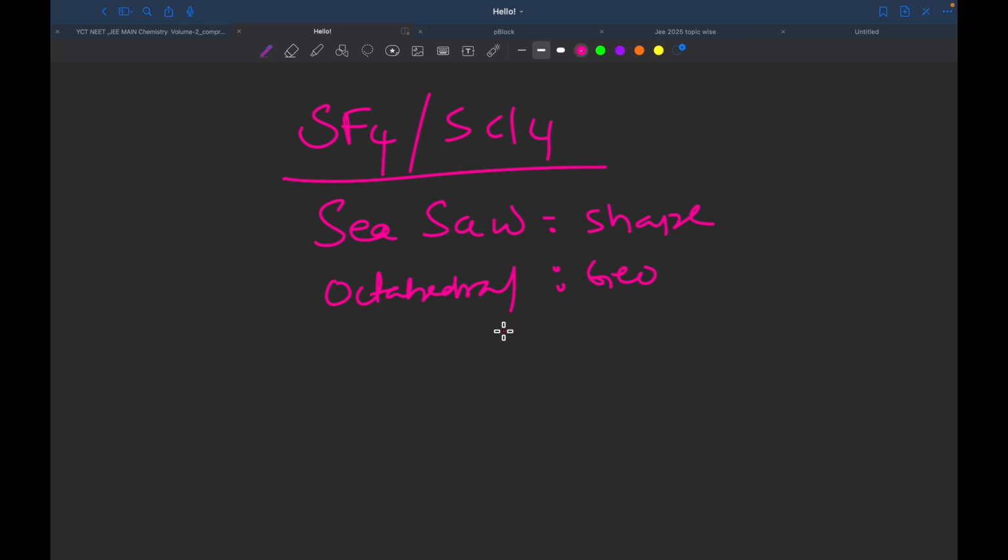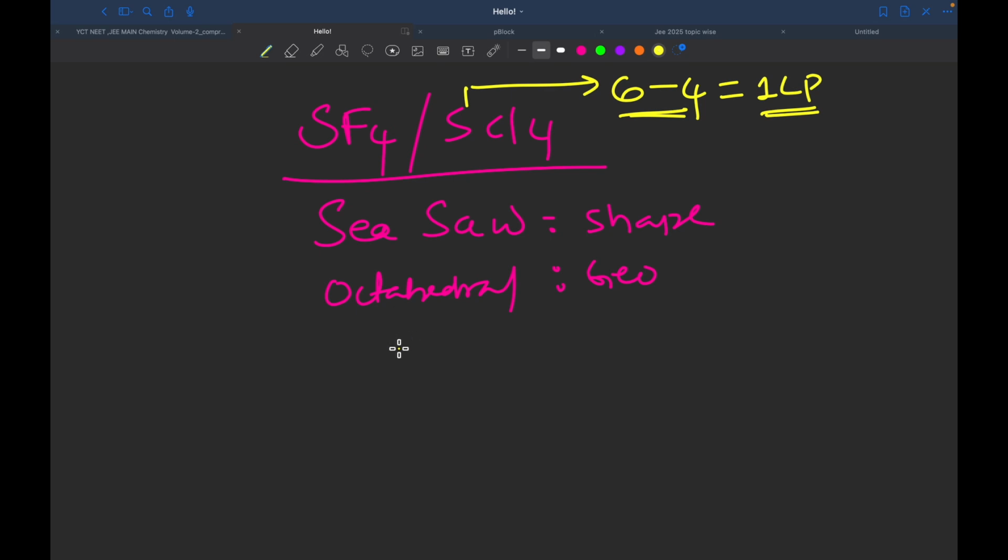Tell me, how many lone pairs are there? How many lone pairs can you find here? How many lone pairs can we see here? So sulfur has how many electrons? Sulfur has 6 electrons. Out of 6, how many are used? 4 are used. 4 bonds are formed. So it is left with one lone pair.